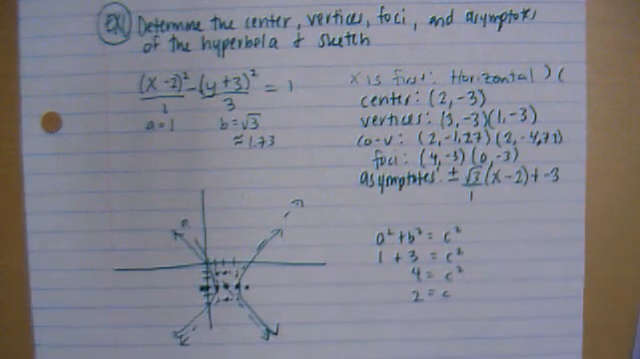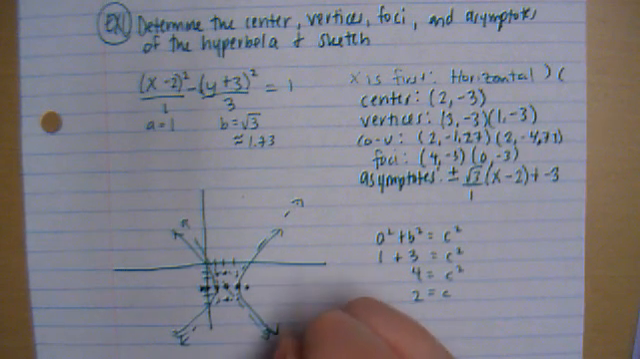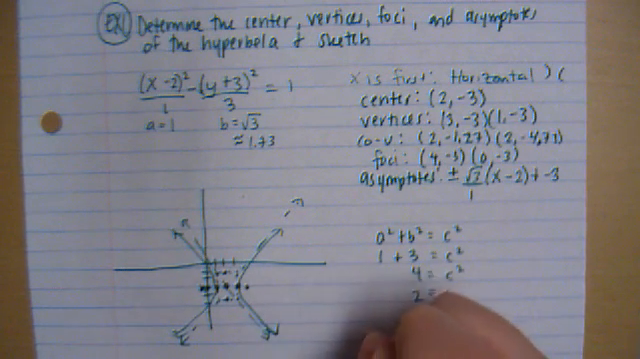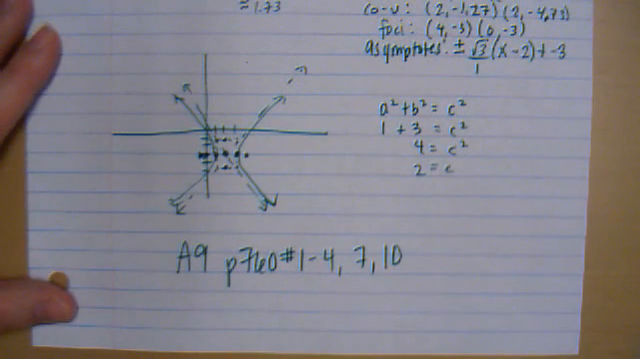Alright, good to go. Your assignment is A9, page 760, numbers 1 through 4, 7, and 10. Please let me know if you have any questions and use your formula chart as your reference, and good luck.